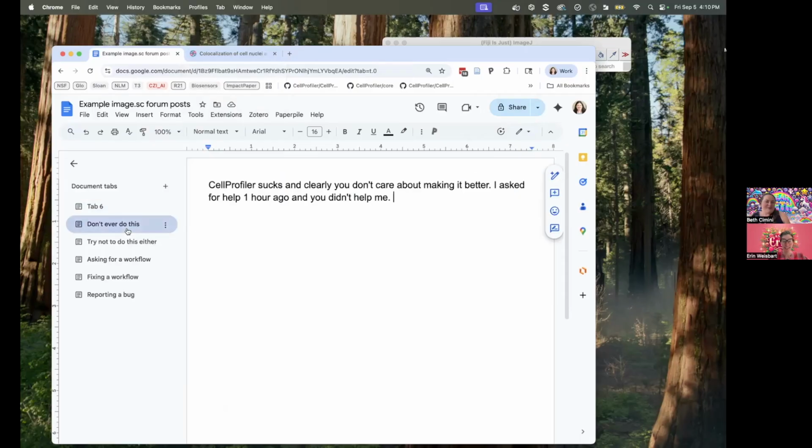So the first general best practice is don't be a jerk. If you're a jerk, people are not going to want to help you. The people who hang out in this forum are generally wonderful, lovely people, and they understand that generally if you're asking for help, you're not in your happiest of places. But they're usually doing this for free on their own time, and if you are not nice to them, their incentive to help you is maybe not going to be so high.